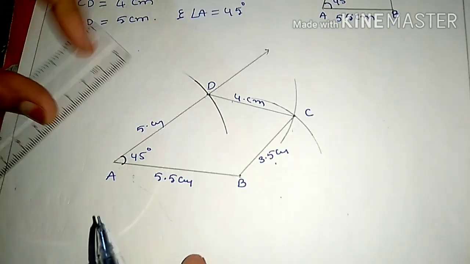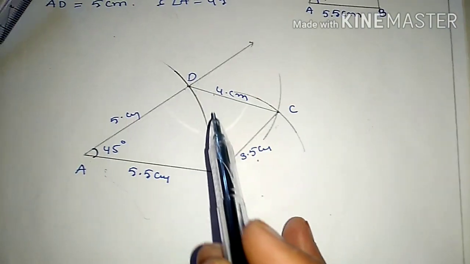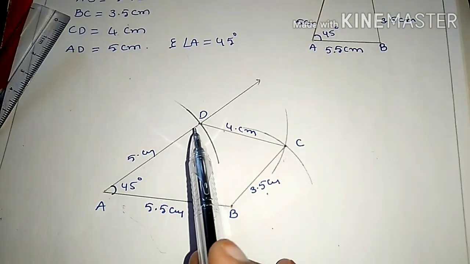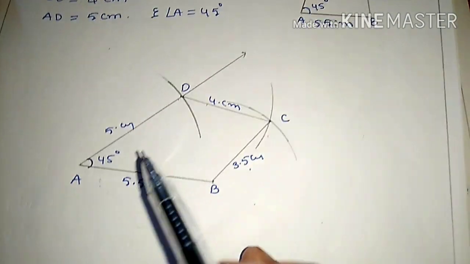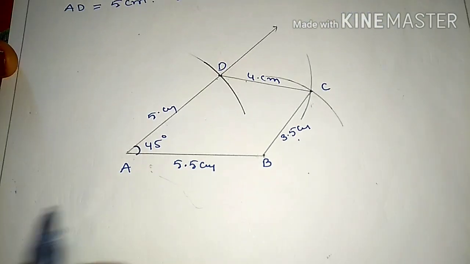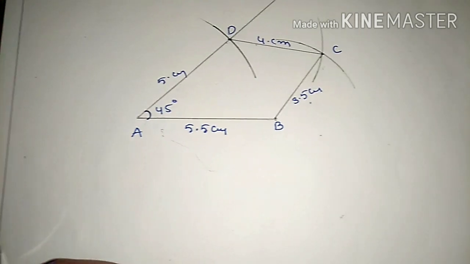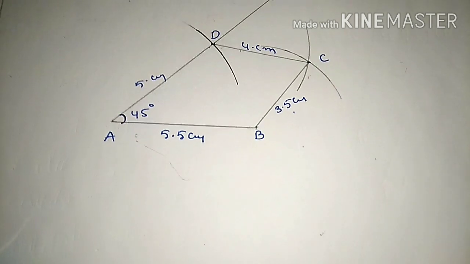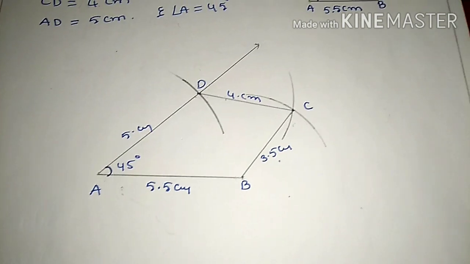So the diagram is correct, and all the measurements are correct. It is the quadrilateral ABCD. Next, the construction steps. How to write the construction steps? Just take the measurements and draw the diagram, and only write it in steps. Okay children, thank you.